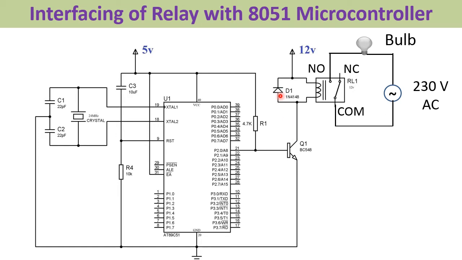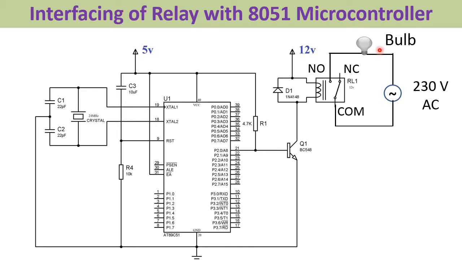A freewheeling diode is connected here. It protects transistor from a damage due to back EMF created by coil when relay goes from on position to off position. Now the important point, where to connect bulb.